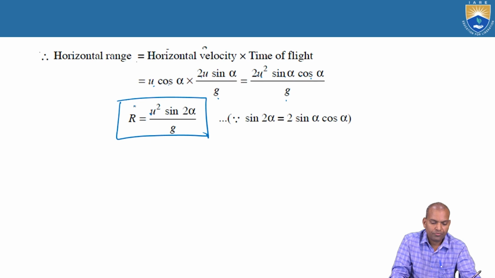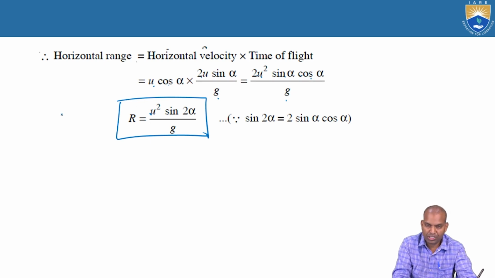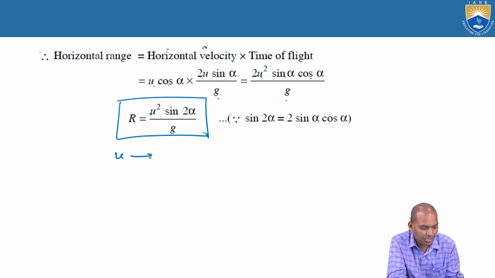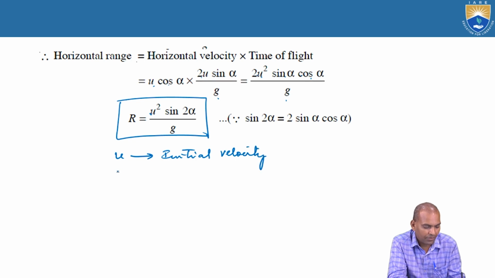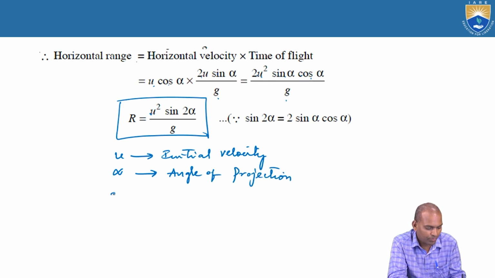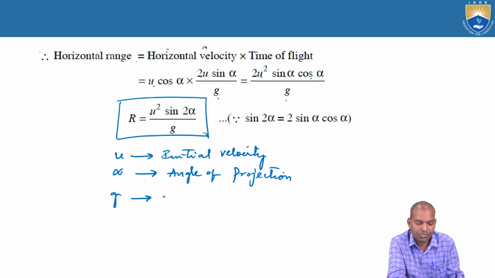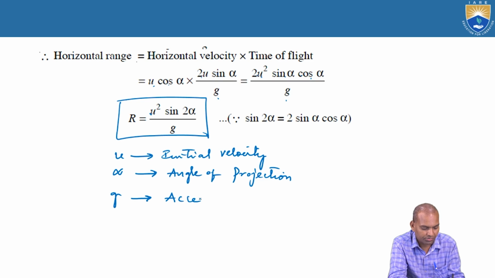Here u is the initial velocity of the projectile, alpha is the angle of projection, and g is the acceleration due to gravity, or gravitational acceleration.